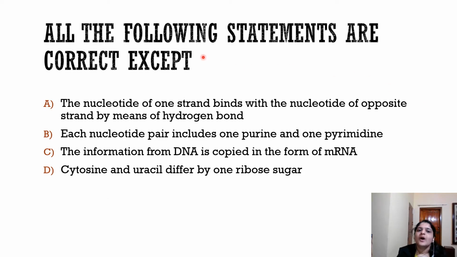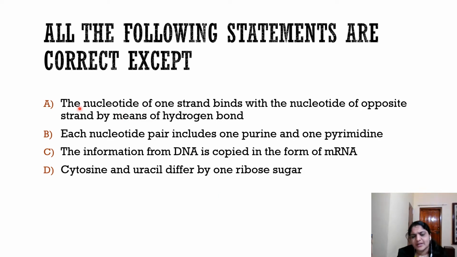Next question: all the following statements are correct except. Options are: nucleotide of one strand binds with a nucleotide of the opposite strand by means of hydrogen bond. Second option, each nucleotide pair includes one purine and one pyrimidine. Third option, information from DNA is copied in the form of mRNA. Fourth option, cytosine and uracil differ by one ribose sugar. Now, examining these statements, we have to find out the false statement.